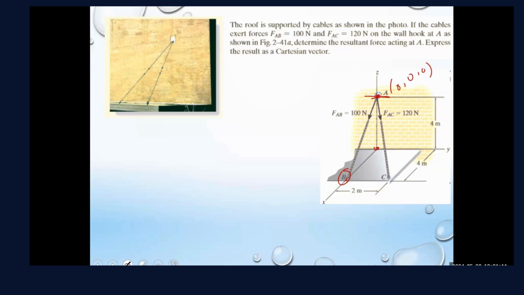First, build the position vector. So from A to B, what is the position vector RAB? What is RAC? Then calculate the unit vector, use the unit vector together with the forces, get the two forces in Cartesian form, and then add them together to get the resultant.